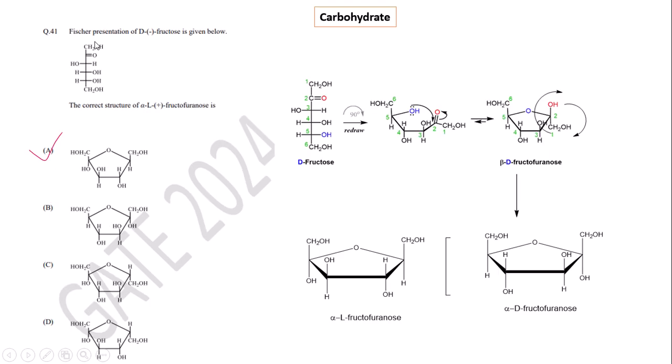Now, the Fischer projection of D-fructose is given below. If we convert the Fischer projection to the Haworth representation, we see that this hydroxyl group is on the upside, so this is beta-D-fructofuranose. If the hydroxyl group changes from up to down, it is converted to alpha, that is, the hydroxyl group is present on the below side. If we take the mirror image, we get alpha-L-fructofuranose, and option B is correct.